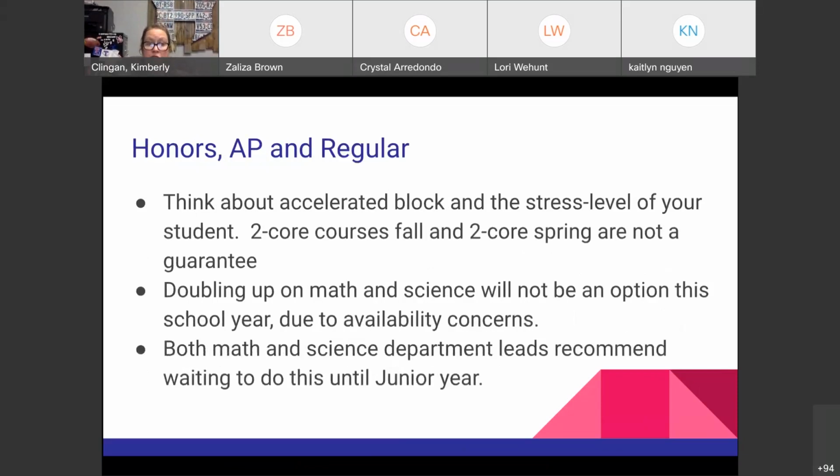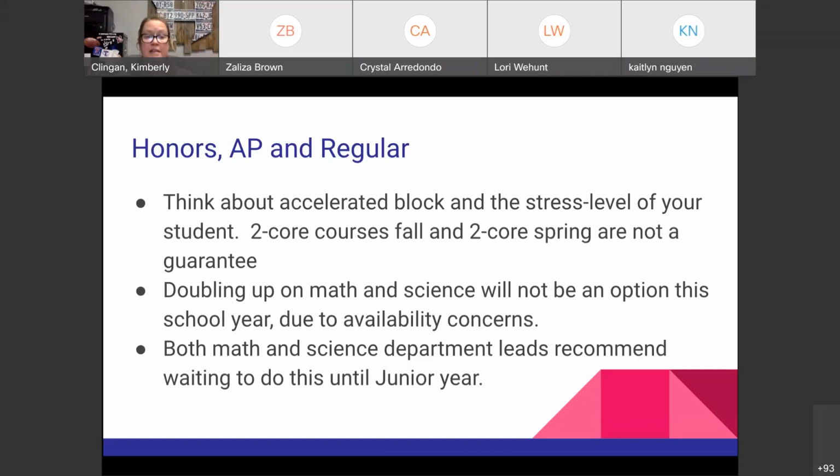Honors, AP, and regular: as students are thinking about whether to take these honors classes or AP classes, or what level to take, we need to ask our students to remember that we can't always guarantee that students will have 2 courses in the fall and 2 in the spring. Because of seating this year as well, while you're making plans, students are not going to be able to double up on math and science. That's not an option this year.